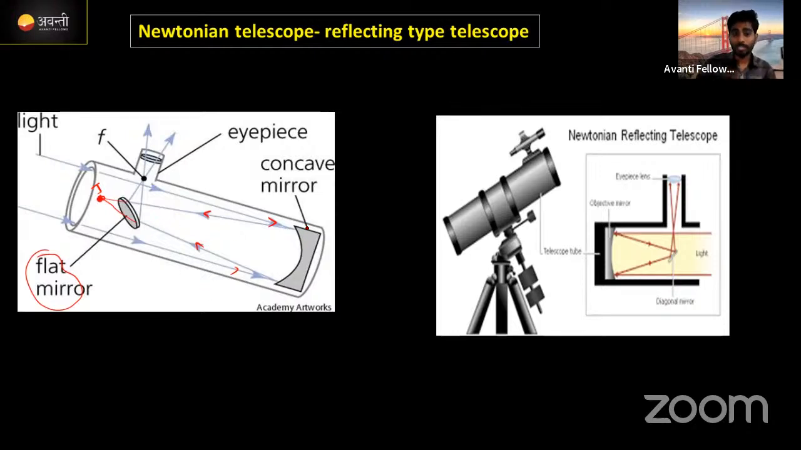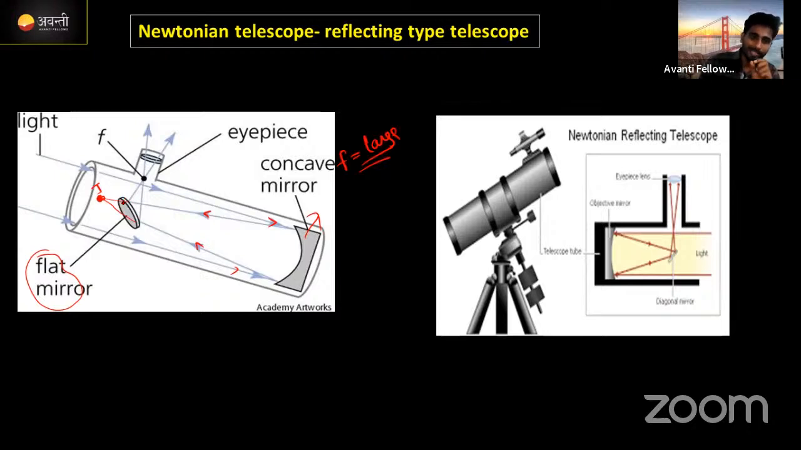One more thing I want to tell you: the focal length of a concave mirror should be very large. The focal length should be large. The image which is forming here is all about the focal length of this concave mirror.